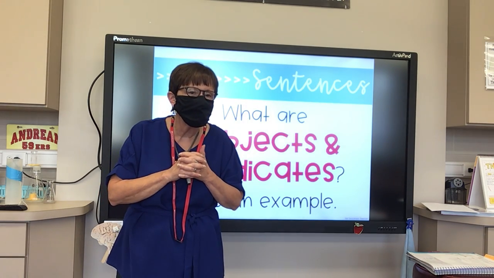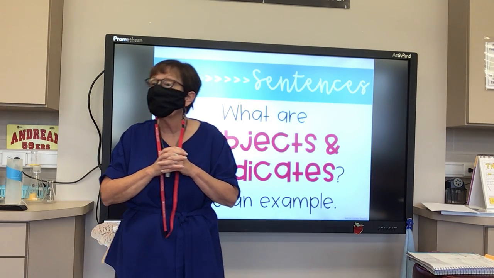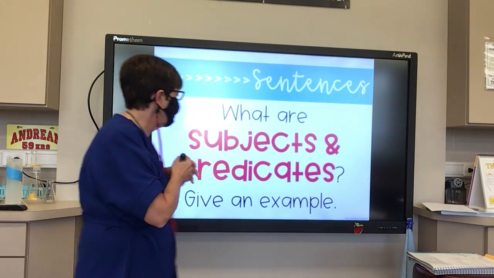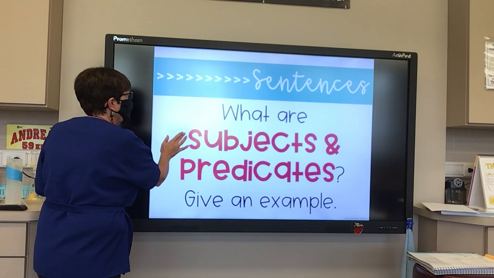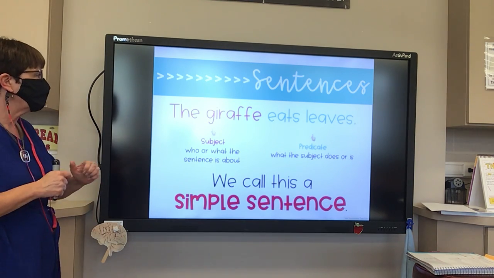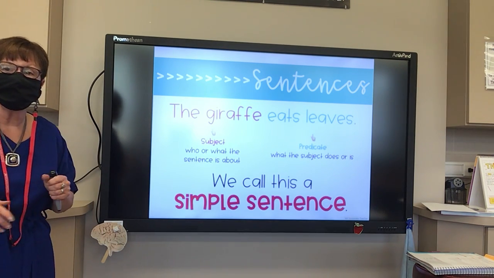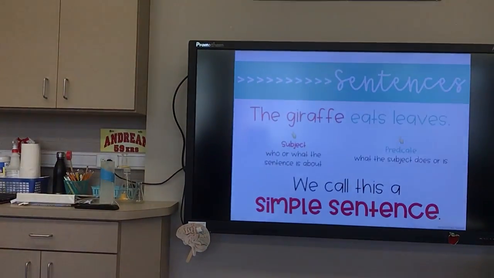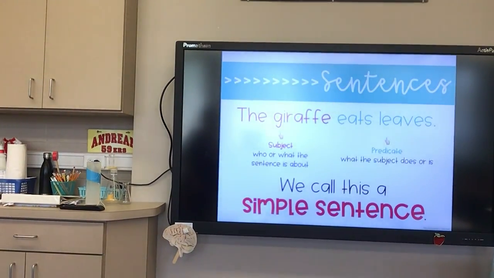What was the sentence? Goes to get ice cream? Okay, goes to get ice cream. Thank you. Alyssa, are you ready? Good. The girl goes to get ice cream. Subject and predicates. So here's an example sentence right here. The giraffe eats leaves.